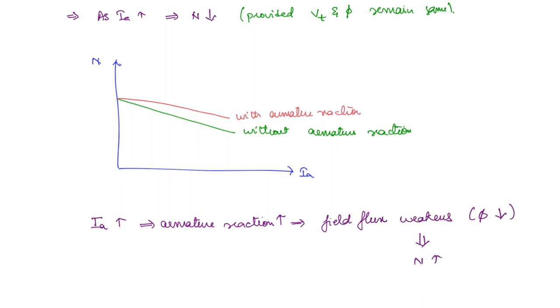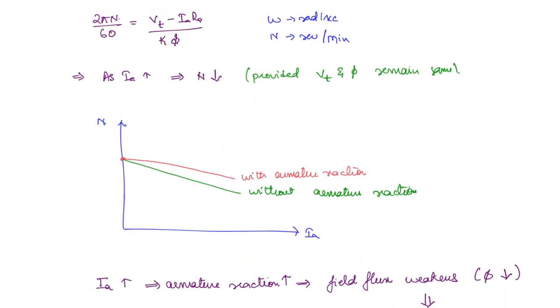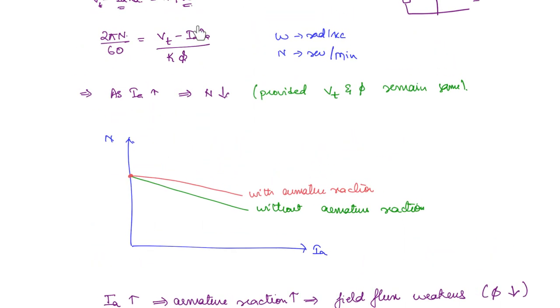Okay. So what is this value? This is the value of speed when the current is 0. So in this expression, if you substitute IA is equal to 0, then what is the expression for N you have? That is what you're going to get here, which is Vt by K phi into 60 by 2 pi.